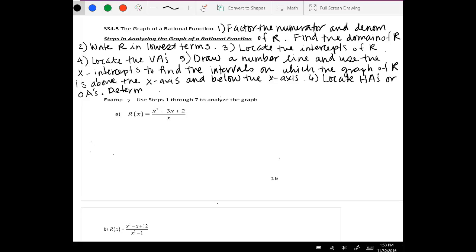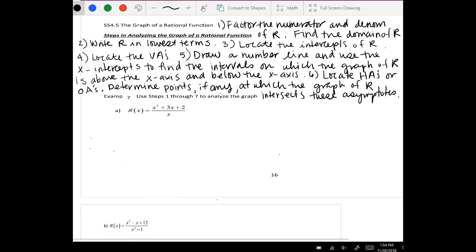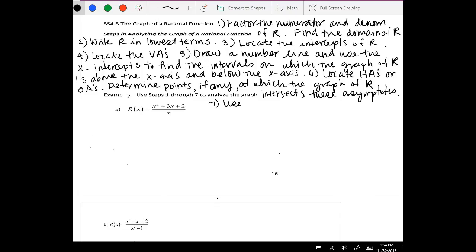Determine points, if any, at which the graph of R intersects these asymptotes. Okay, so not only do you have to find them, you have to tell me, does it cross or touch the HA or OA, or does it not? And step number seven is we are going to use all of these to graph it by hand. Use steps 1 to 6 to graph R by hand.